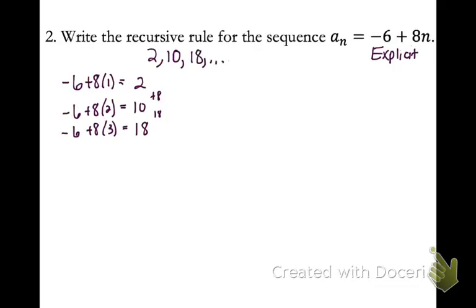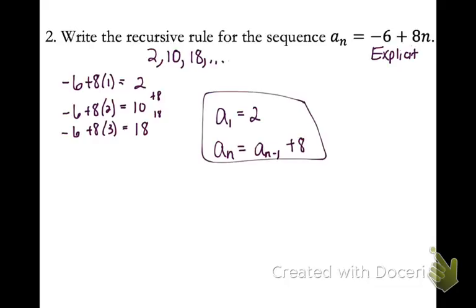Okay, so now I can easily write my recursive rule. A sub 1 is 2. I always have to note what my first term is. And then my recursive rule, a sub n equals my previous term, a sub n minus 1, plus 8. So there's my recursive rule.